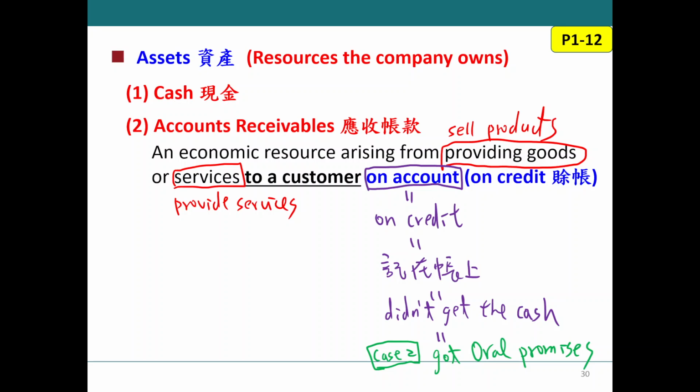You do the business, you sell the products to customers. But you didn't get the cash. You got oral promises from customers. That's our accounts receivables. Okay?